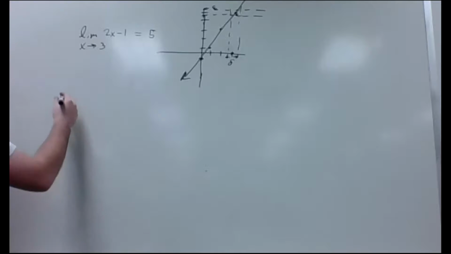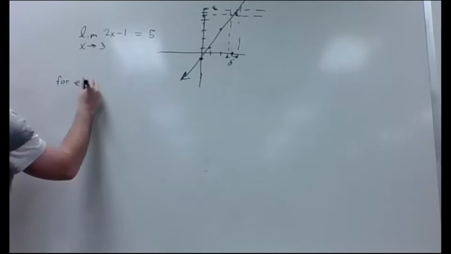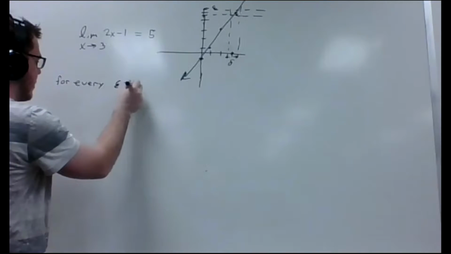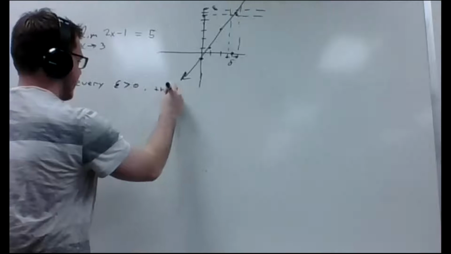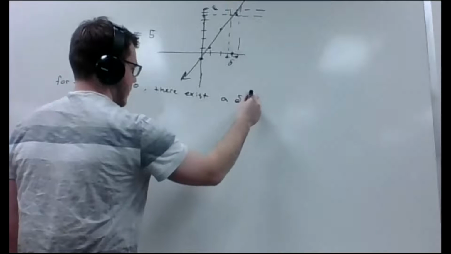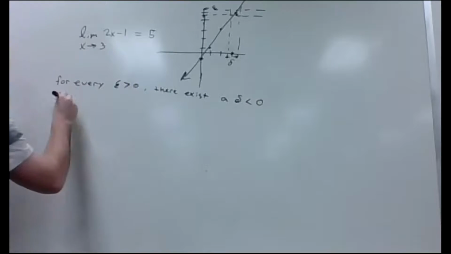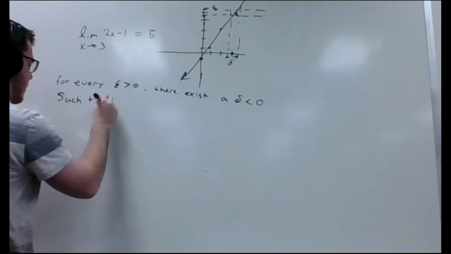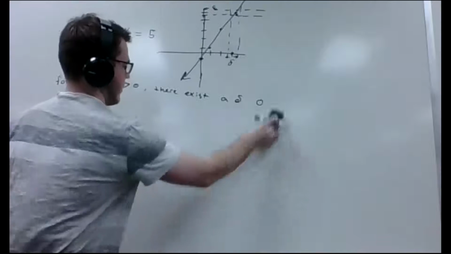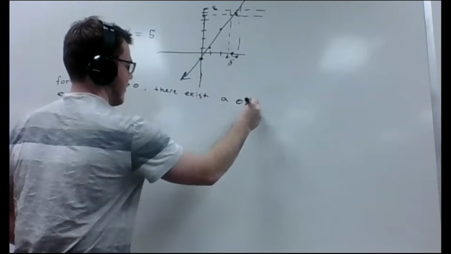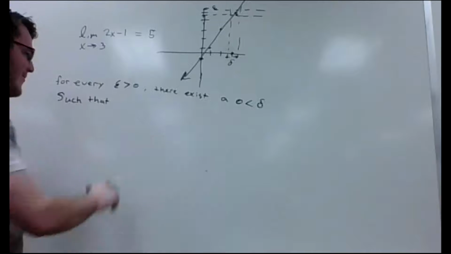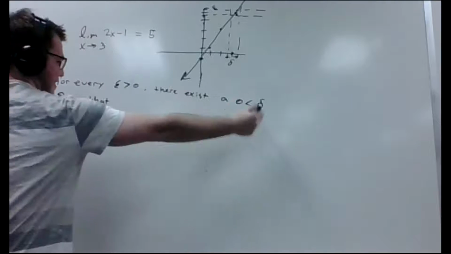They always start it with kind of the same phrase. It says for every epsilon greater than 0, there exists a delta greater than 0 such that... Greater or less than? Greater. I wrote it backwards. There we go. You got me. My writing slants as I get farther away from my body.